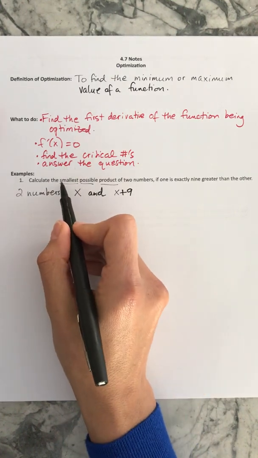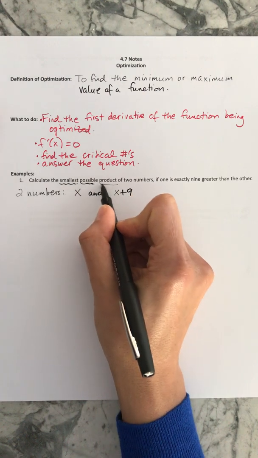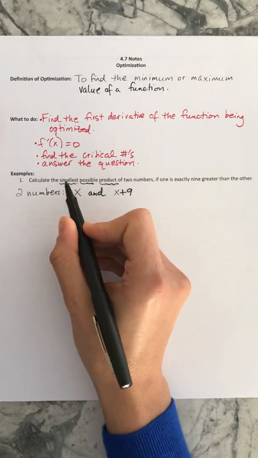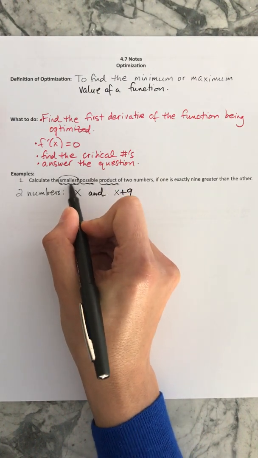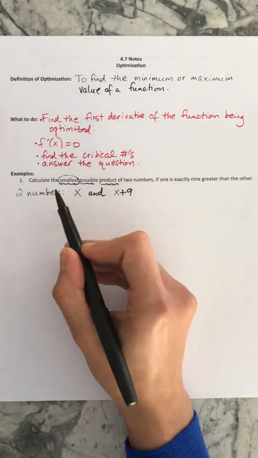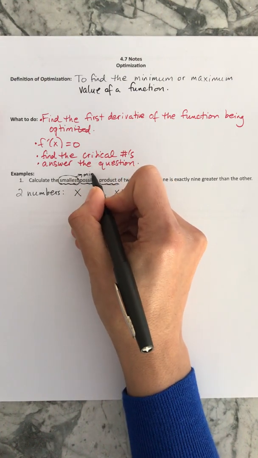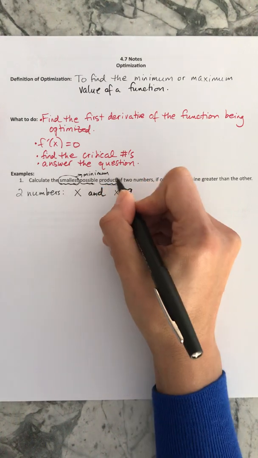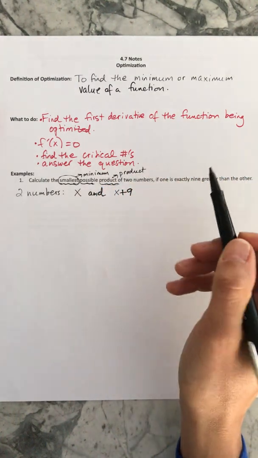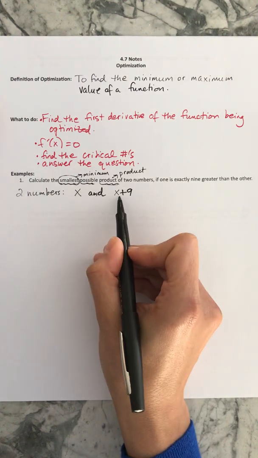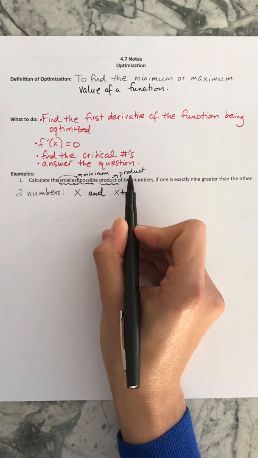Now, let's look at the most important words in this problem. It says smallest possible product. If smallest means minimum or maximum, I think you would choose minimum, right? Minimum product. Product is just product. So what we're doing is we're going to find a function that represents the product of these 2, and then we're going to find the minimum of that function.